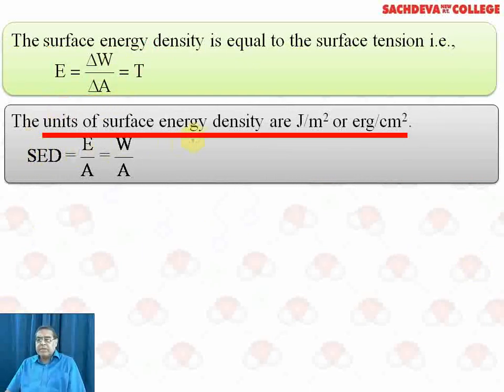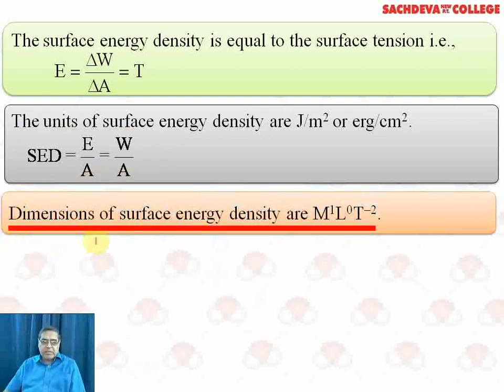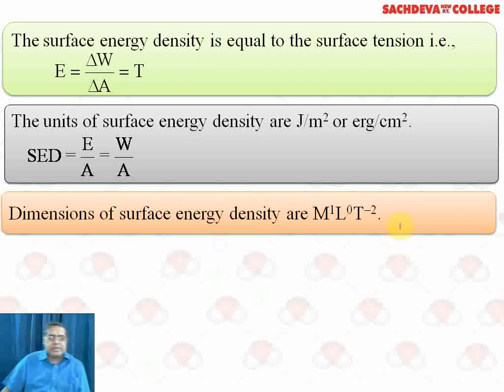The unit of surface energy density, as I have explained earlier, is joule per meter square or per centimeter square. SED stands for surface energy density. This is equal to E over A or W over A. The dimensions of surface energy density are M1 L0 T minus 2. What we have done is that in the SED equation there is W and A. For W we have put the dimensions of work, that is force into length, divided by the dimension of area, and area will be L square.